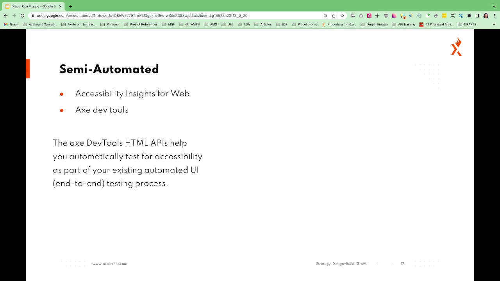Semi-automated is something like the assistive technologies, which I was discussing. And now Cypress is also getting into the picture for that. Axe DevTools. And there are two versions of that. One is the paid one, I guess, with Axe. Another one we can use for a trial period, I would say.